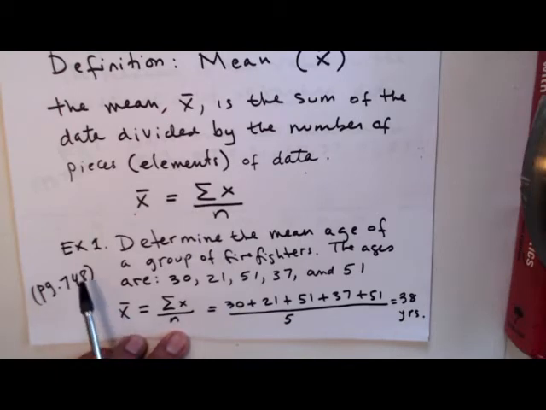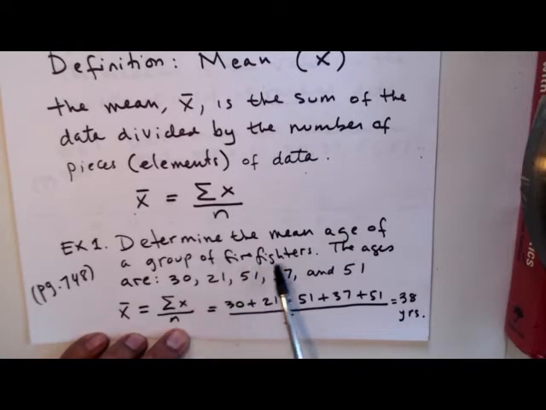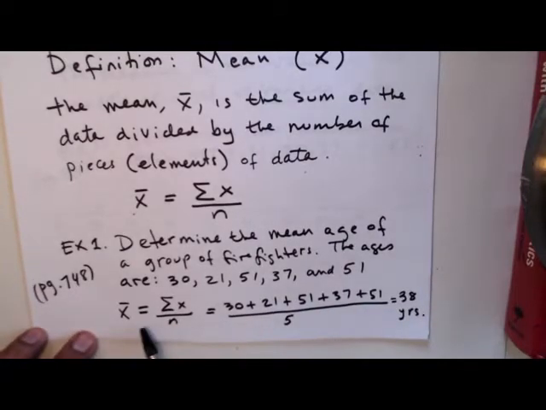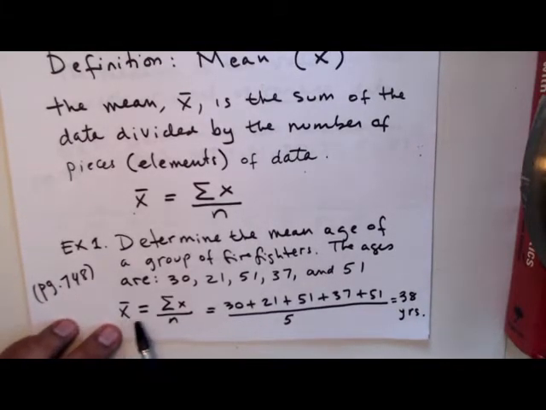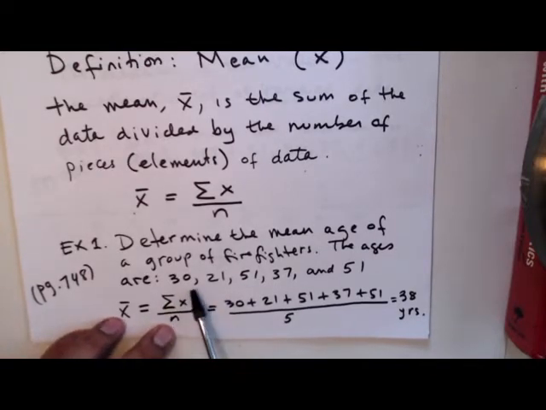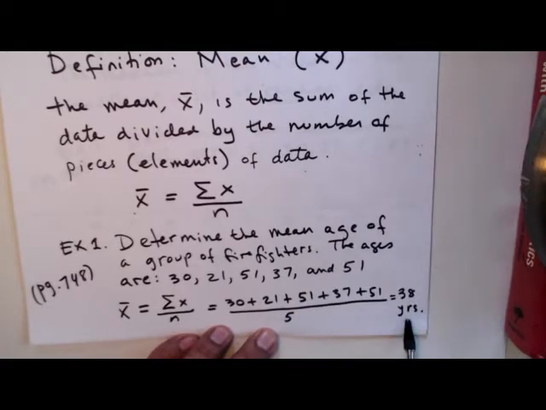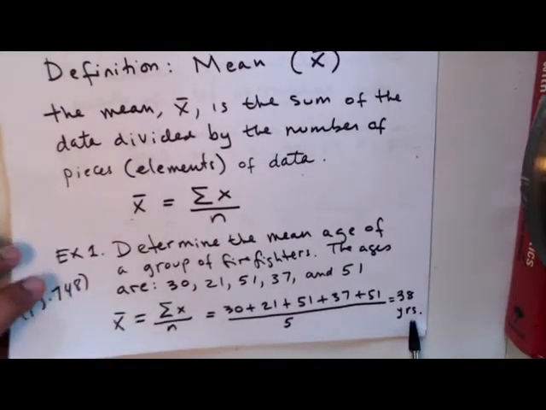So we have an example here. Determine the mean age of a group of firefighters. The ages are 30, 21, 51, 37, and 51. So the mean is going to be equal to the summation of x divided by the number of elements. How many elements? 1, 2, 3, 4, 5. So we divide it by 5. So we have 30 plus 21 plus 51 plus 37 plus 51, and that's equal to 38 years. Right? Remember to always include the units.